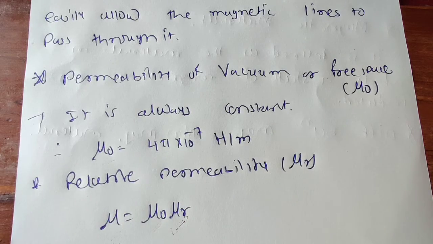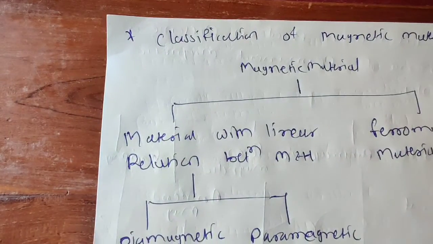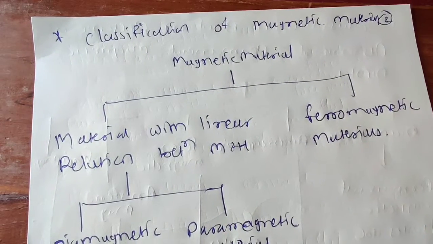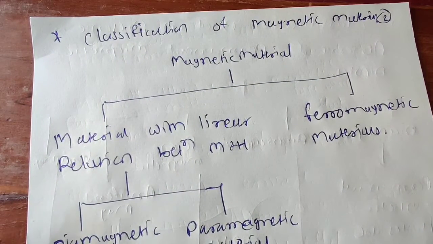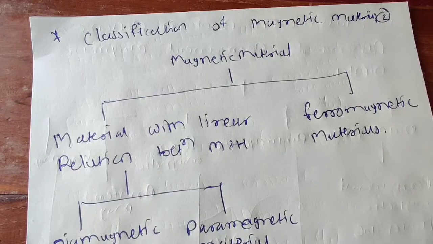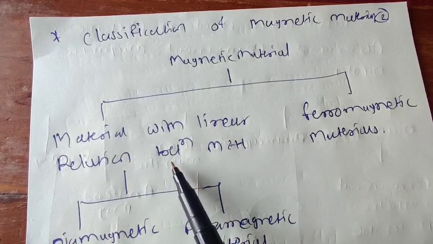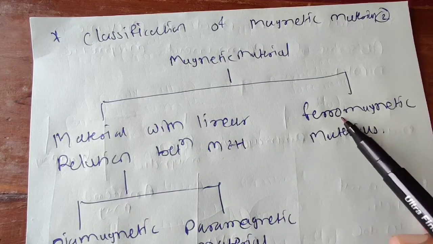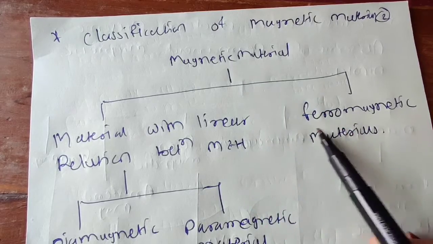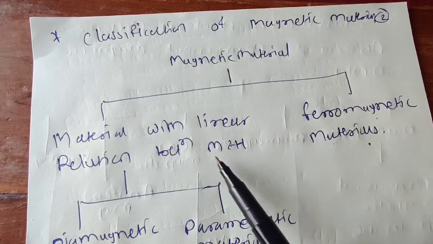Now we need to study the classification of magnetic material. There are various classifications available for magnetic material. If you classify a magnetic material according to the material, here you need to consider the classification like the material with a linear relation between M and H, and a second classification, which is called ferromagnetic material. Now what is M and H?